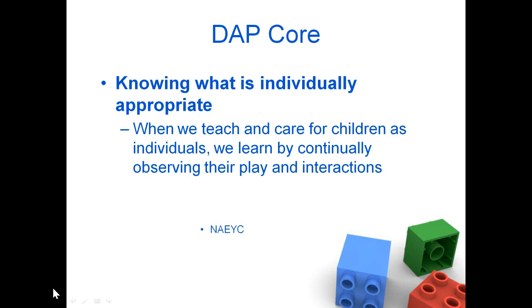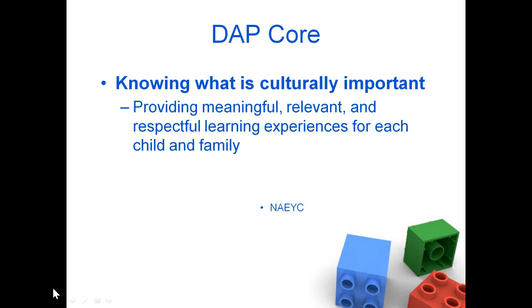Another piece of the DAP core is knowing what is individually appropriate. Knowing the strengths, interests, and needs of each individual child means learning about the specific children in your class. This has implications for you as you adapt and are responsive to each child's individual pattern of growth and learning, and also the personality and learning style of each child. Both the curriculum and your interactions, as well as other interactions with adults and children, will be responsive to the individual's interests, styles, and abilities.